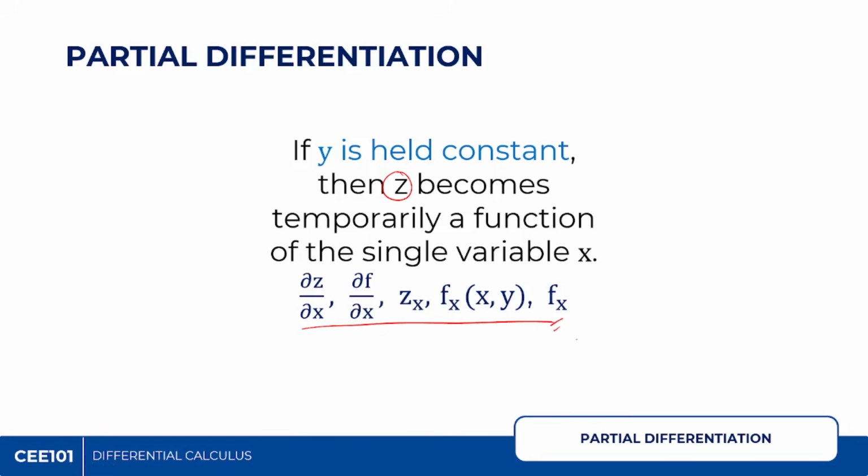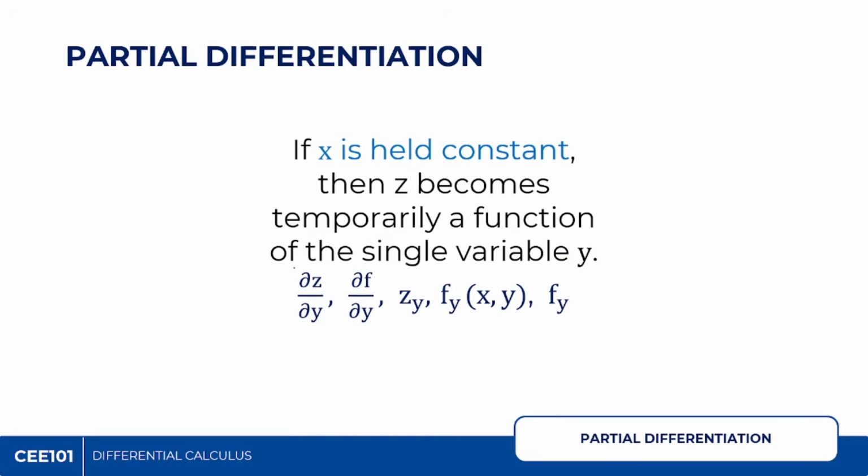Okay? So, if we will be putting that in a statement, no? That is partial derivative, no? Of function z, no? With respect to x. Ay, ganyan yan. With respect to x. Okay, because we are holding, okay, y as a constant. Now, the same thing with x. Now, if we will hold x as a constant, then z becomes temporarily a function of the single variable y.